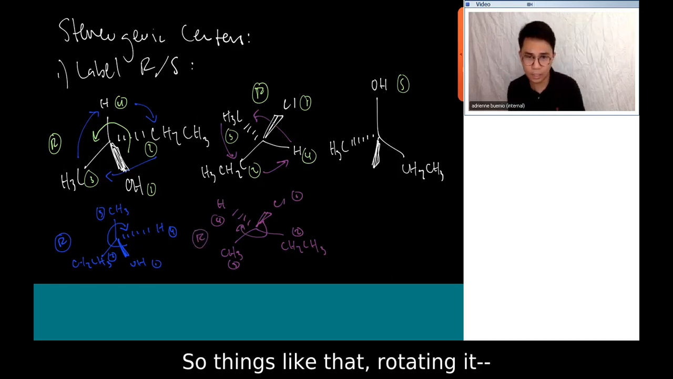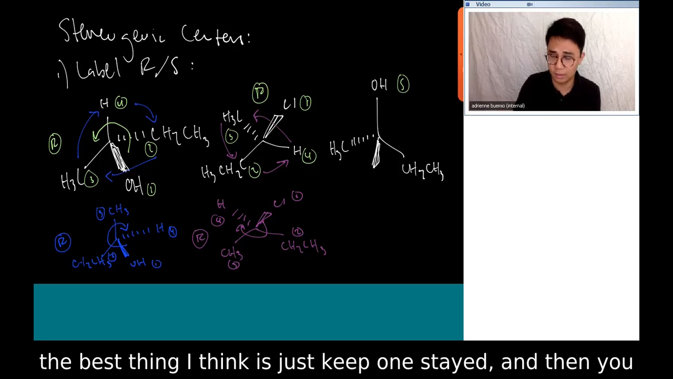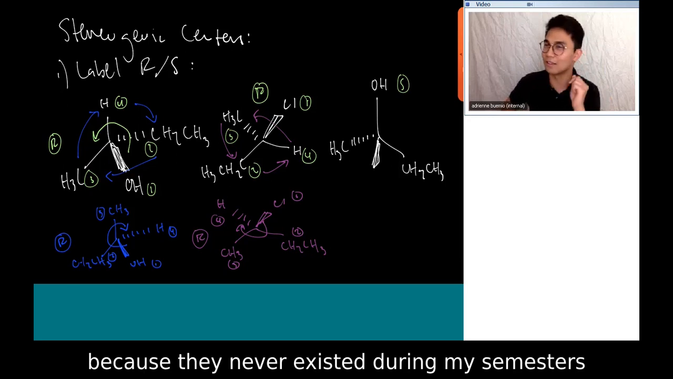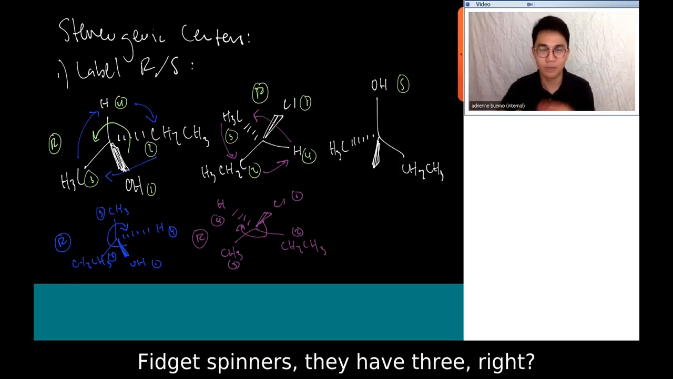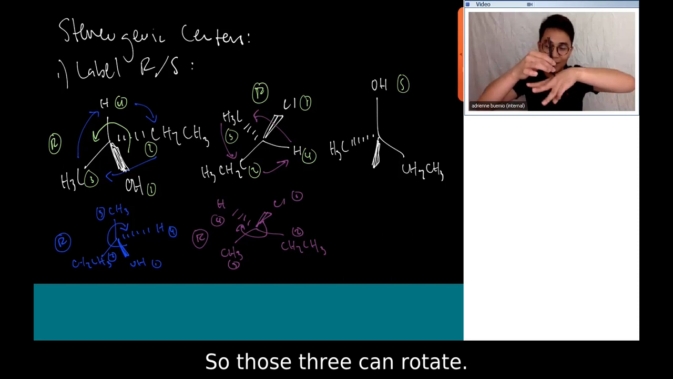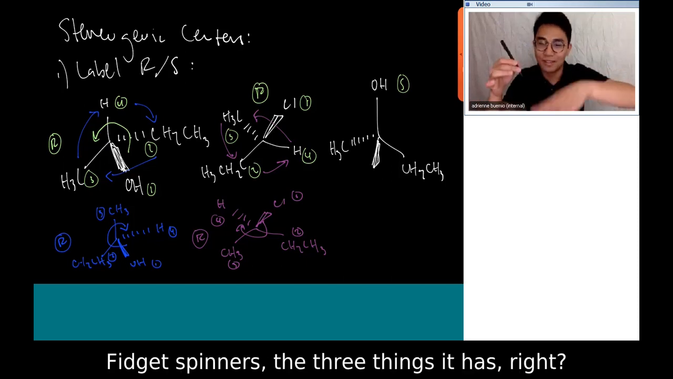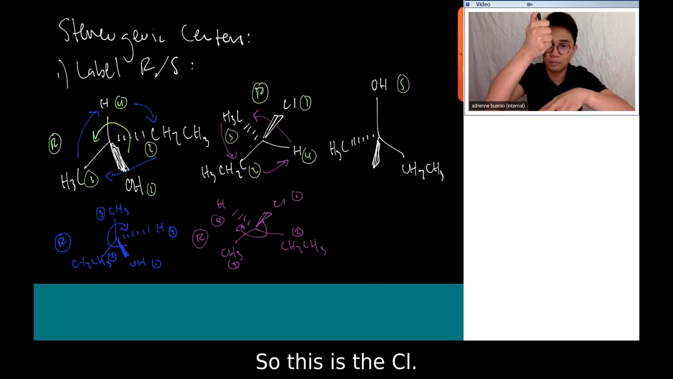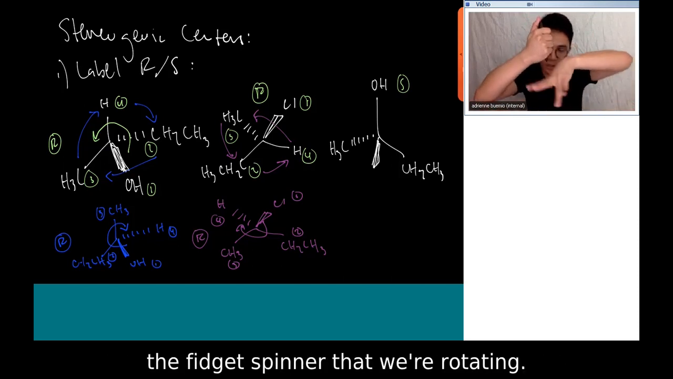So for things like rotating it, the best thing is you keep one state, and then you rotate the three, right? And it's super easy. Think of it as fidget spinners. Fidget spinners have three arms, and you just add one. So those three can rotate, and the one we keep stays. So this is the Cl, and this is the three. The three we're rotating, like the fidget spinner.